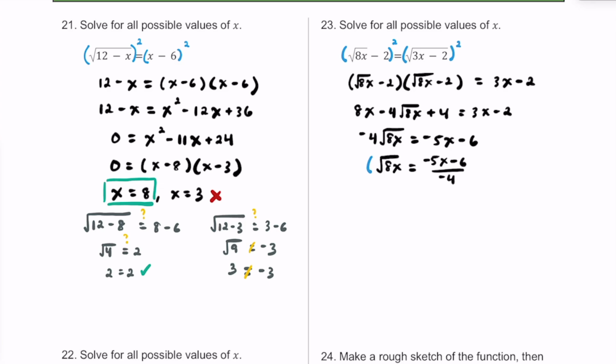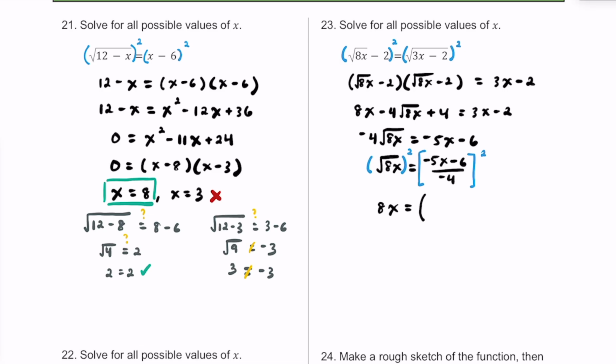All right, now to get rid of this radical, let's go ahead and square both sides of this equation. That way we have no radicals left in the equation. On the left side, squaring this square root of 8x, we're just going to have 8x on the left side. On the right side, though, we're going to have to multiply this out. So it might be a little more clear just to be a little bit more specific. So it's going to be negative 5x.